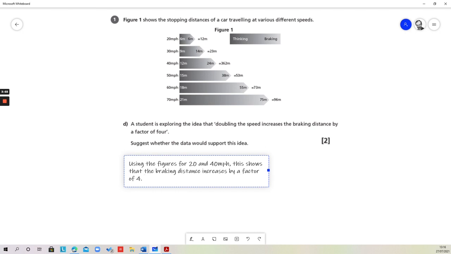So we can now add to our answer and say, using the figures for 30 and 60 miles per hour, we can see that the braking distance increases by a factor close to 4. So we've acknowledged that it's not identically 4 times as great, but we've also shown that we understand that it's very close, and that should be enough to get us both of the available marks.